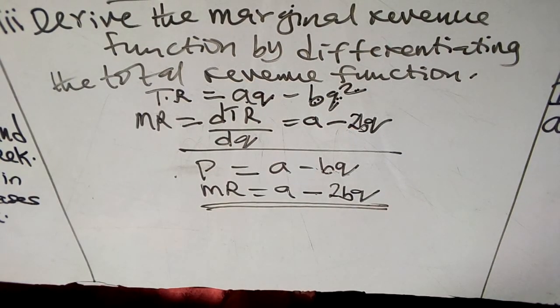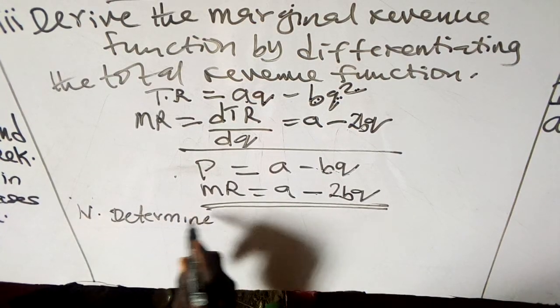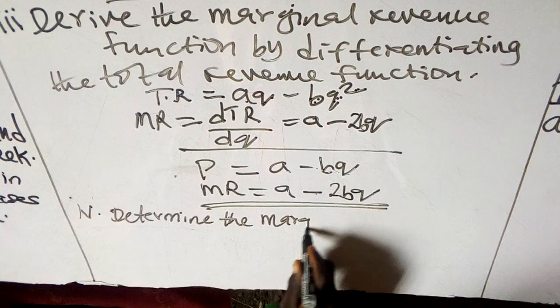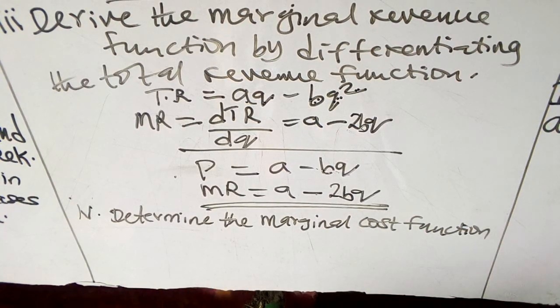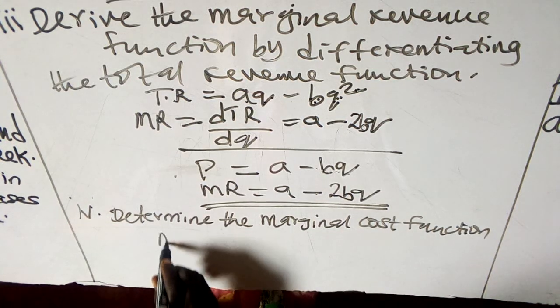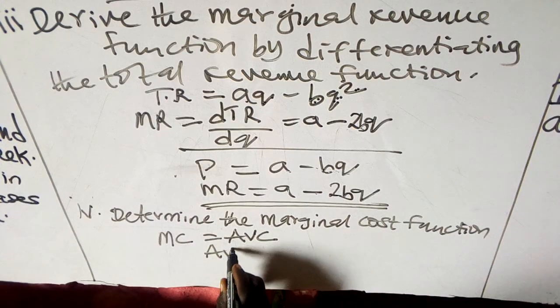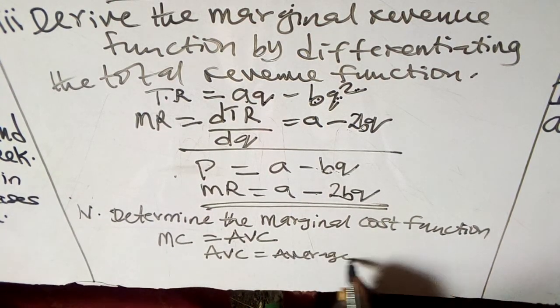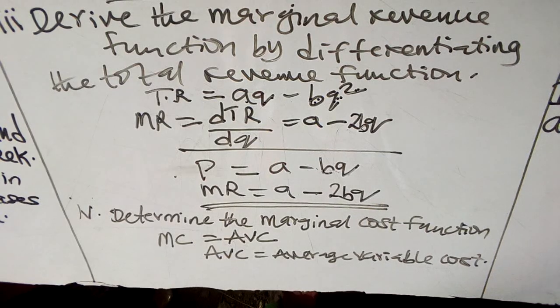Step 4. Determine the marginal cost function. This will always be our average variable cost. Your marginal cost will always be equal to average variable cost, AVC. That is your variable cost per unit. Your marginal cost will always be equal to that.